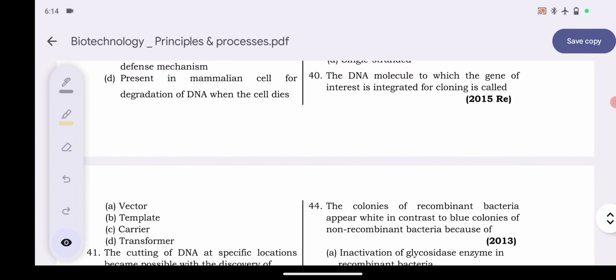Question number 40. The DNA molecule to which the gene of interest is integrated for cloning is called vector, template, carrier, transformer. So here the answer will be option A, vector. Vectors are DNA molecules that can carry foreign DNA, that is gene of interest, and multiply inside host cell. Plasmids, bacteriophages, cosmids, phagemids, YAC are some names of the particular vectors. So A is the answer.